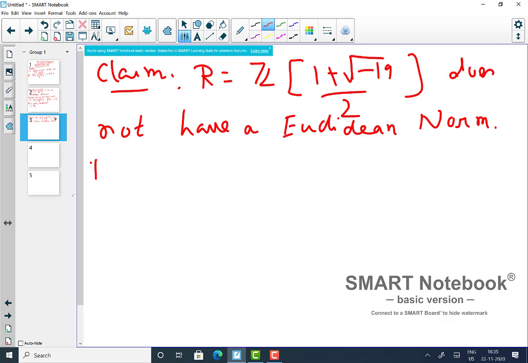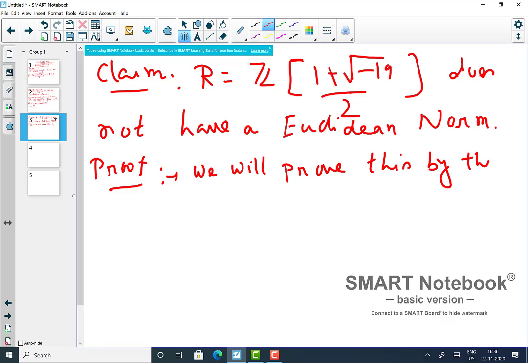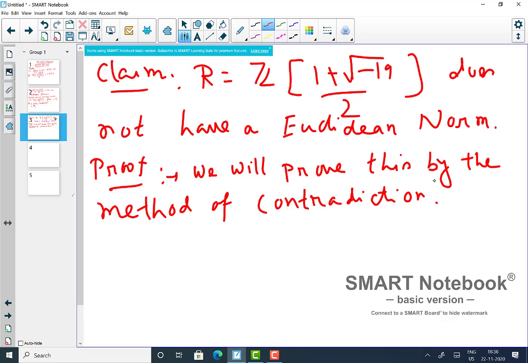Now a proof. You can assume the contradiction and then find out the method. So we will prove this by the method of contradiction. What does that mean? That means we assume that there exists a Euclidean norm. Then what happens?